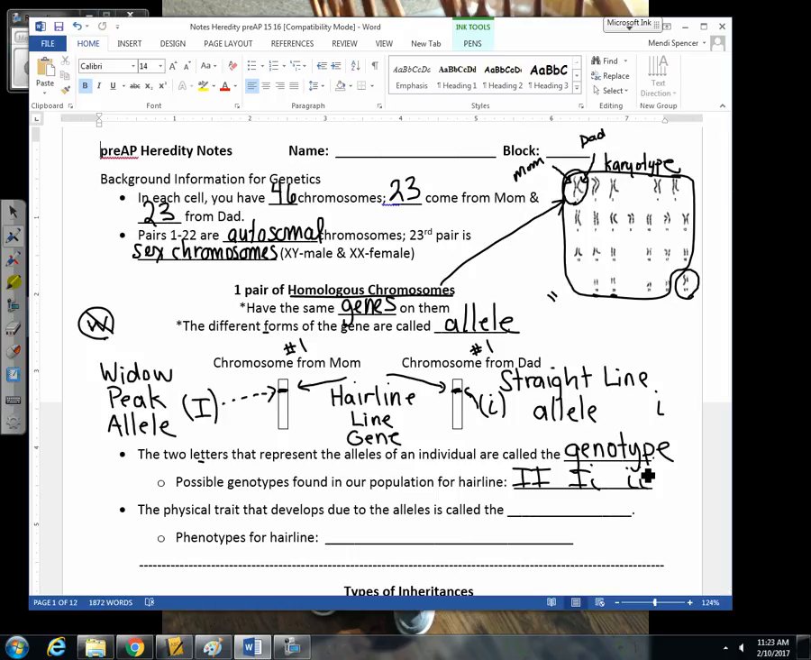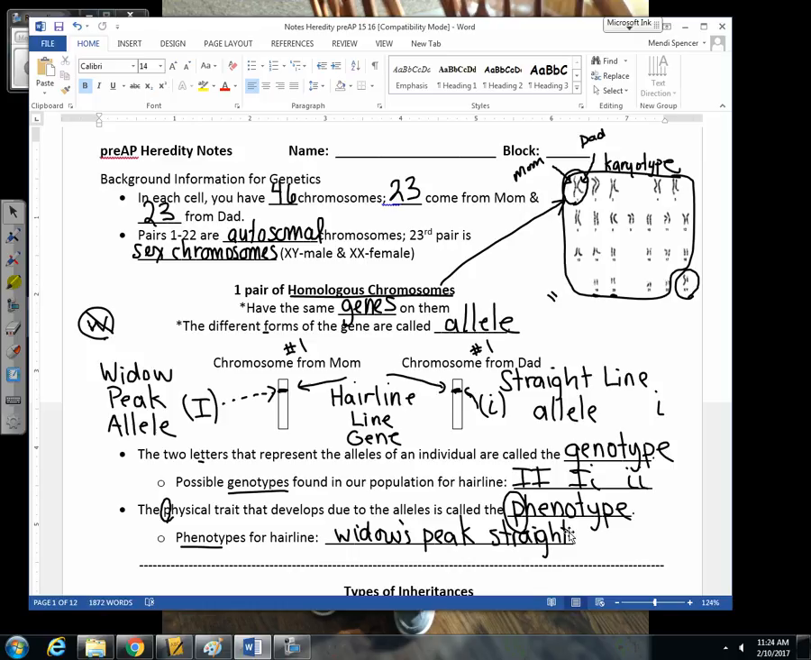Now, the phenotype, so again, that was the genotype. The phenotype is the physical trait that we actually see. So the physical trait is called the phenotype. I want you to circle P for phenotype and P for physical trait. So remember that the physical trait is the phenotype. What I mean by that is the physical trait in this situation would be widow's peak and straight. Those are the two physical characteristics that we see that go with these alleles of this gene.